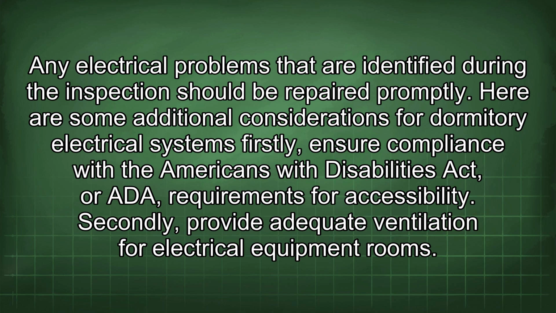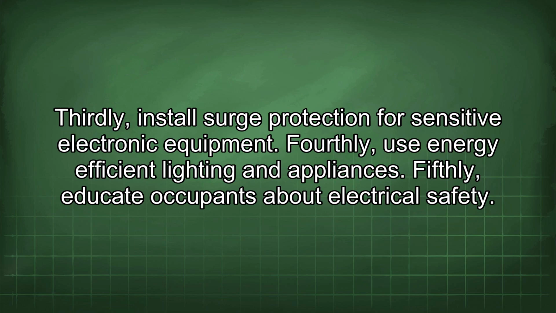Here are some additional considerations for dormitory electrical systems. Firstly, ensure compliance with the Americans with Disabilities Act, or ADA, requirements for accessibility. Secondly, provide adequate ventilation for electrical equipment rooms. Thirdly, install surge protection for sensitive electronic equipment. Fourthly, use energy-efficient lighting and appliances. Fifthly, educate occupants about electrical safety.